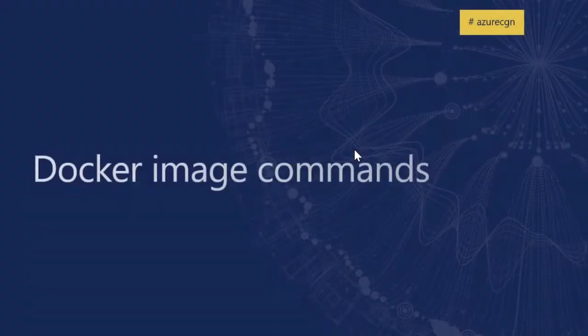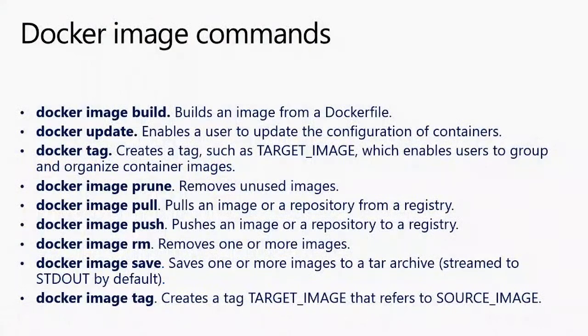So before starting our demo, we need to check some Docker commands that we will use during our demo. If you want to build an image from a Dockerfile, we can use docker image build. And if you want to enable a user to update the configuration of containers, we use docker update. Docker tag is used to create a tag, such as a target image, which enables users to group and organize container images. And to remove unused images, we can use docker image prune.